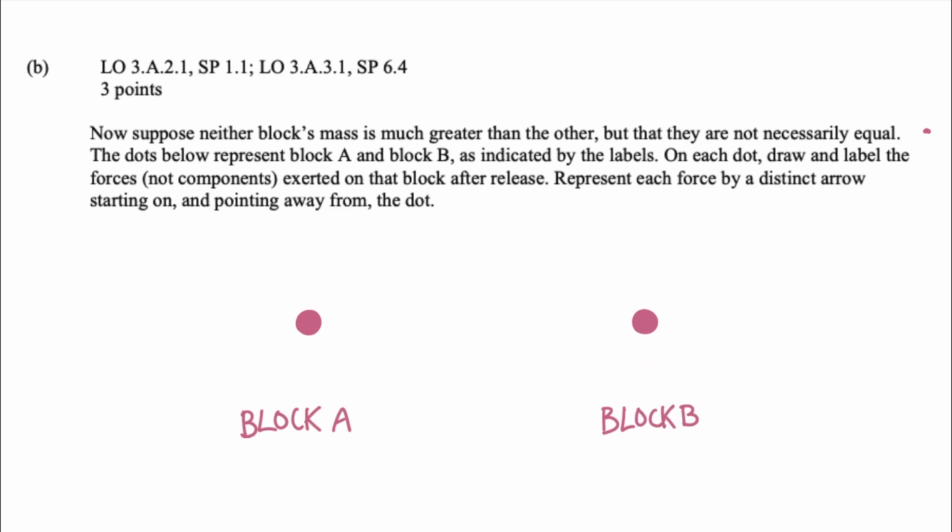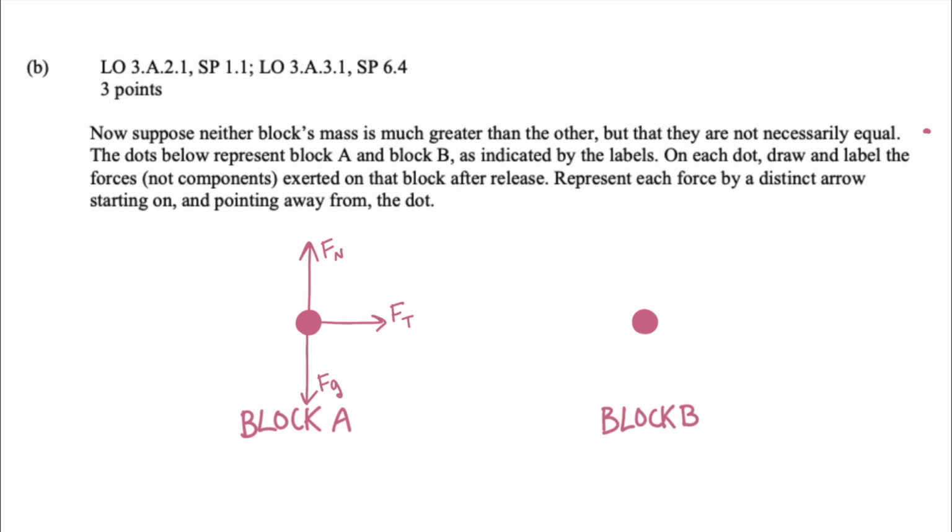Now suppose neither block's mass is much greater than the other, but that they are not necessarily equal. The dots below represent block A and block B as indicated by the labels. On each dot, draw and label the forces exerted on the block after release. So on block A, because it is touching the table, both the gravitational force and the normal force will be exerted on the block, but since the block isn't moving in the y direction, the length of the arrows for the two forces should be equal.